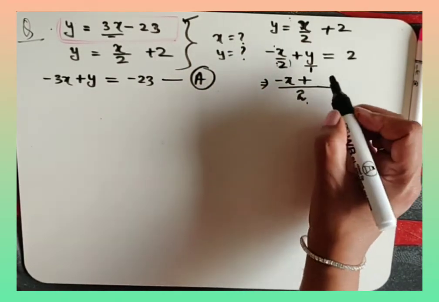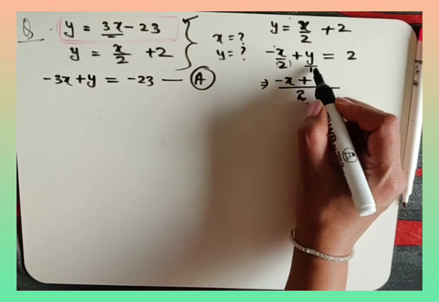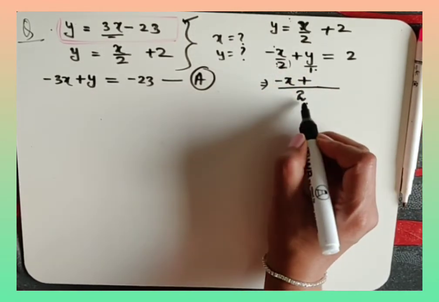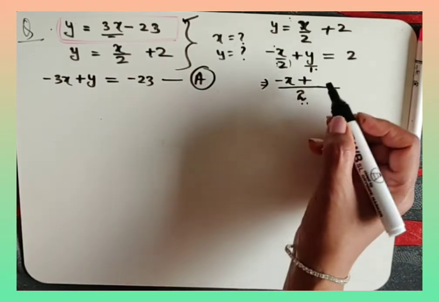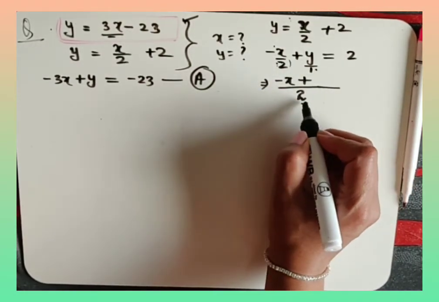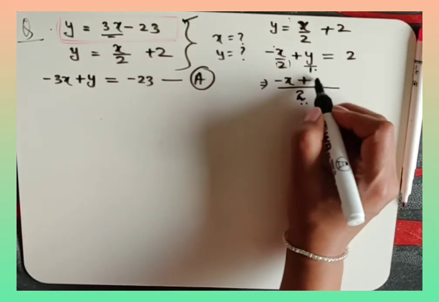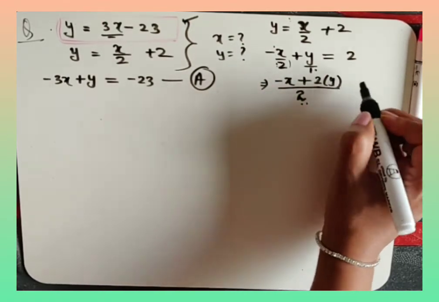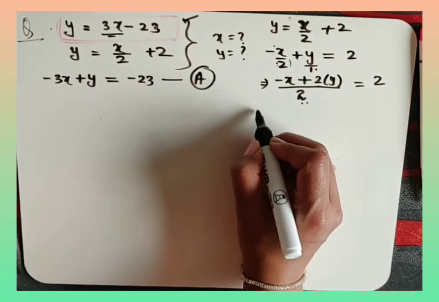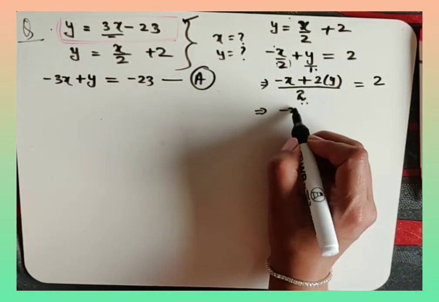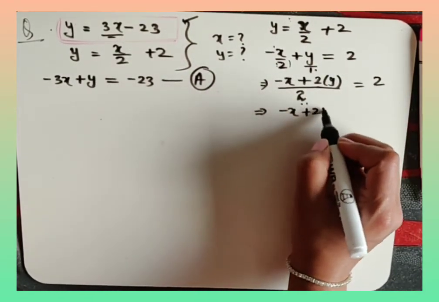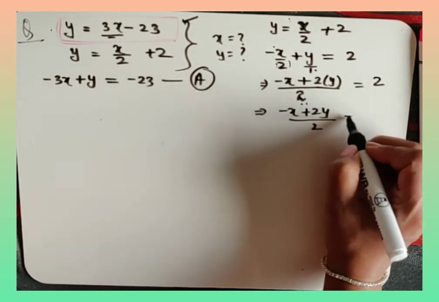Plus, in the second fraction we have denominator 1 and the lowest common denominator is 2. So 1 multiplied by 2 gives you 2. So this 2 will multiply the top number, which will be 2y, equal to 2. Now we have minus x plus 2y over 2 equal to 2.